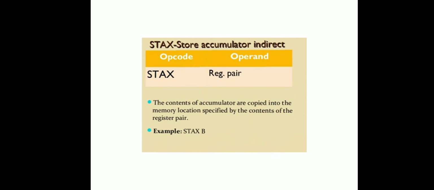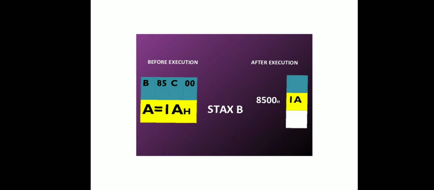STAX, again it is a 1-byte instruction, and it stores the accumulator indirect. Here, the content of the accumulator is copied into the memory location specified by a register pair, generally the BC pair or DE pair. For example, STAX B, the data of the accumulator is stored to the memory location specified by the BC register pair.